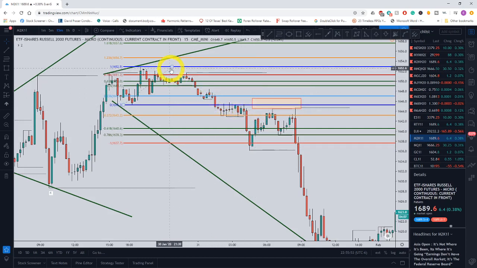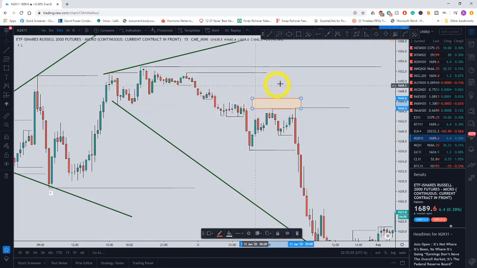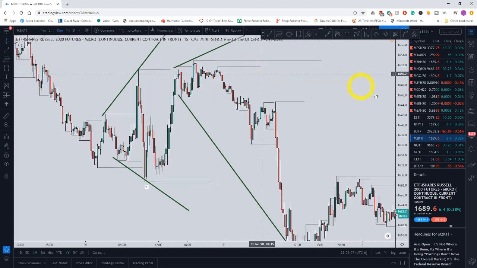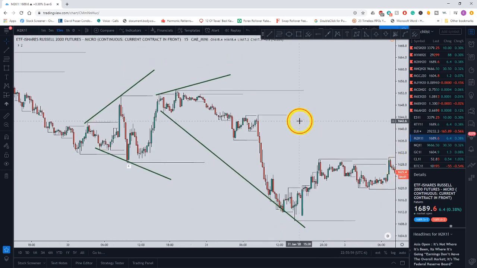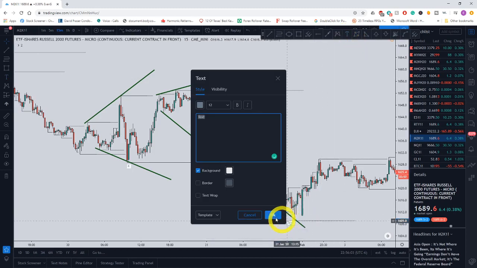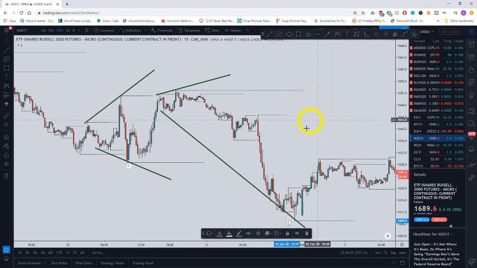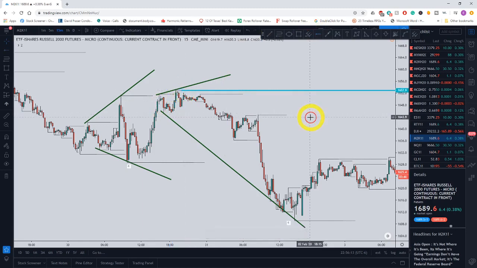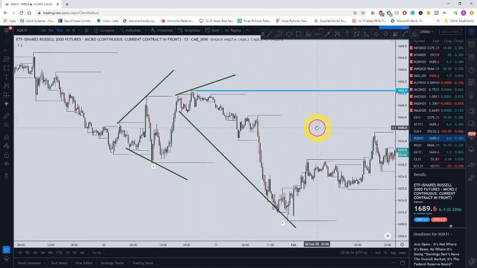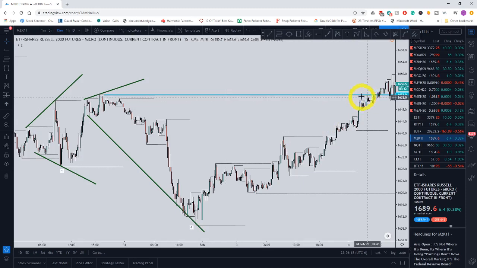So we'll move on to the next one right here, because this was 0.4 in the setup. So what we look for now is 0.5, and 0.5 has to break this high right here of 1652.9. We'll just draw a horizontal line on there to signify that is the high we're looking for to break to make 0.5. And there we go, we broke it.